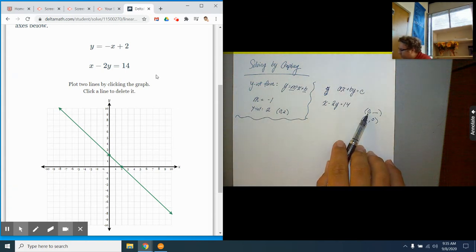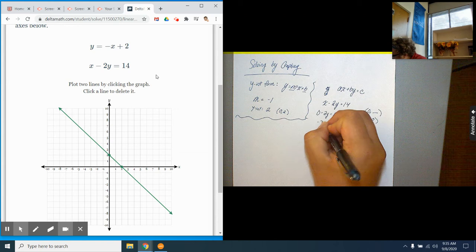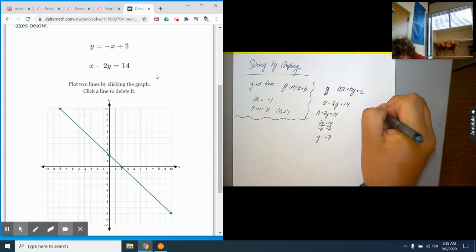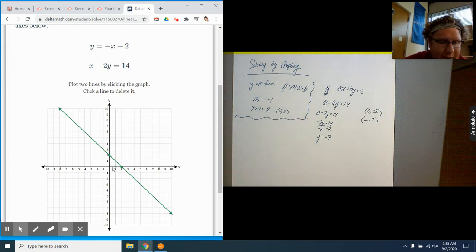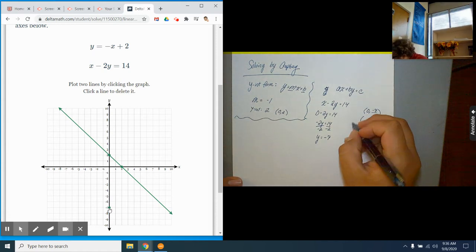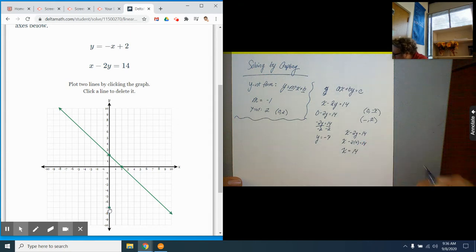So if I substitute 0 in for x here, we're going to get 0 minus 2y equals 14, and we have negative 2y equals 14, divide by negative 2, and y equals negative 7. So I could go over here now and plot (0, negative 7). And then we need another point. So let's substitute 0 in for y. And we have x minus 2y equals 14. Again, subbing in 0 here. So 2 times 0 equals 14. And then x equals 14.